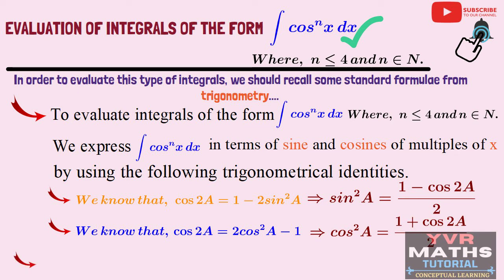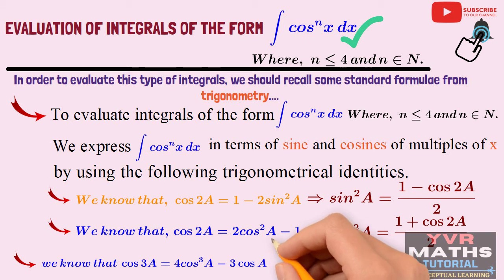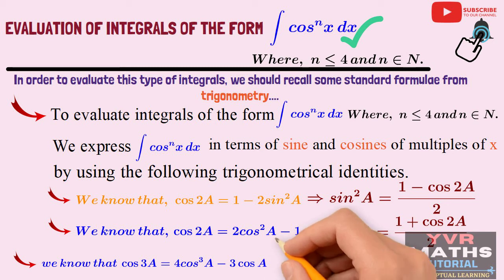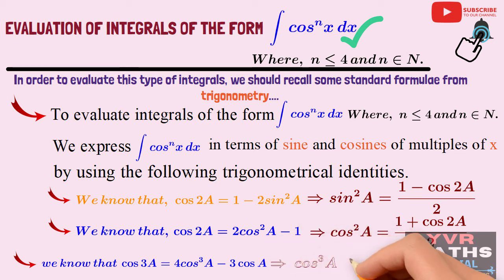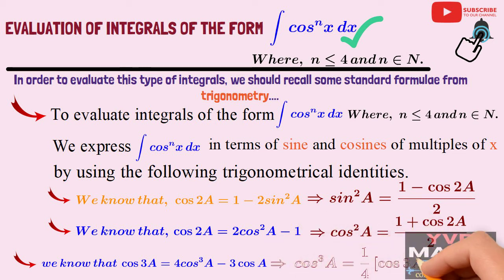And we know one more formula. We know that cos 3a is equal to 4 cos cube a minus 3 cos a. So from that formula, we can find easily cos cube a term. Then what is cos cube a? See here, cos cube a is equal to 1 by 4 into (cos 3a plus 3 cos a). These are the three important identities from the trigonometry to solve this type of integrals.